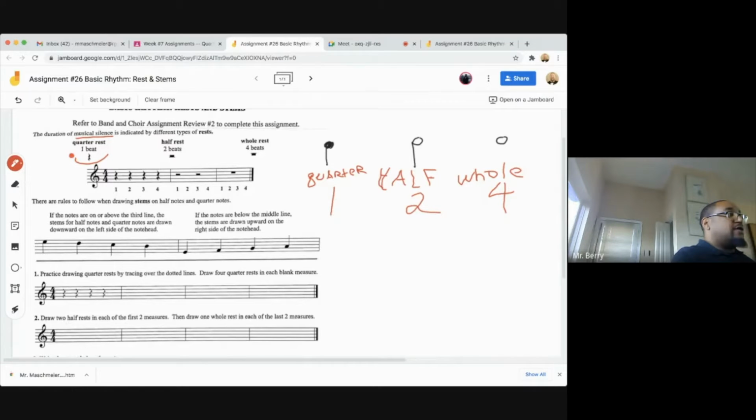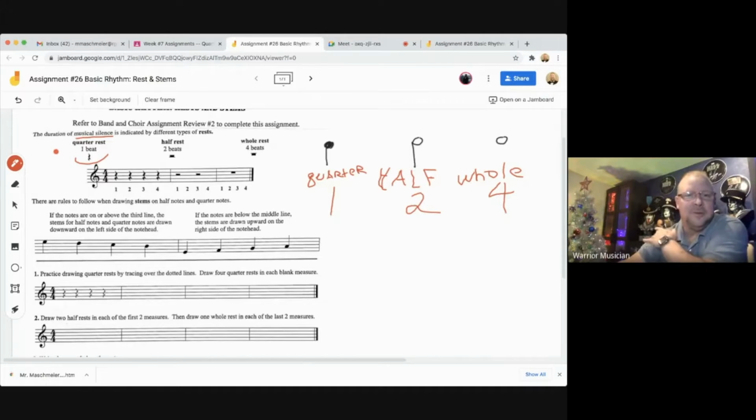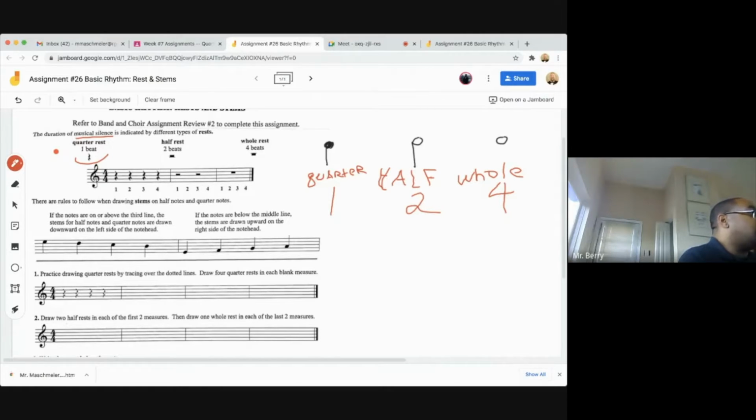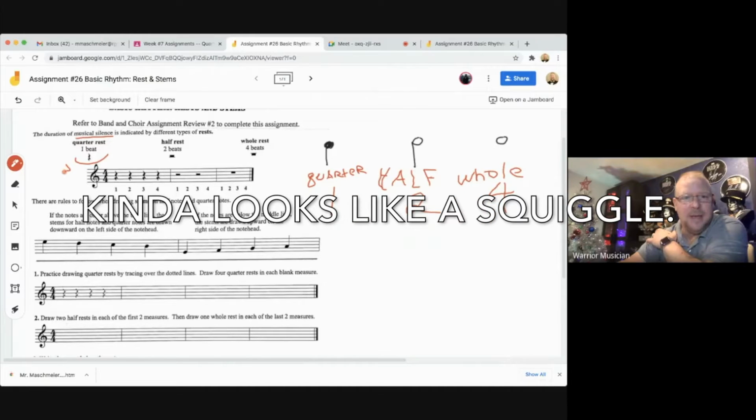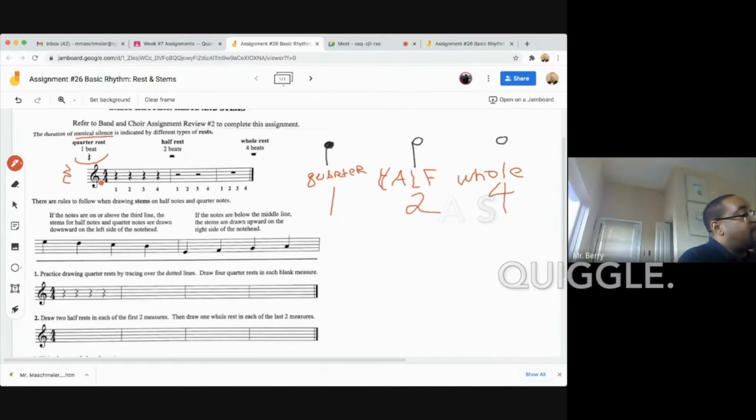Let's look at the 3 different rests that we're going to be focusing on today. The first is called a quarter rest. A quarter rest is valued at 1 beat, and that's what the symbol looks like. Can someone tell me, what does that symbol resemble? It looks like a Z. Okay, I can somewhat see that. It kind of looks like a squiggly line, doesn't it? Maybe a lightning bolt. Maybe if you turned it sideways, it might actually look like a mustache, right?